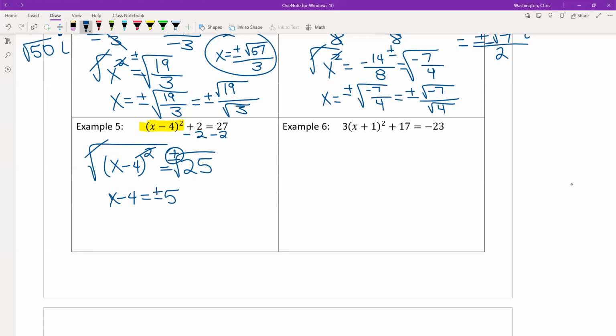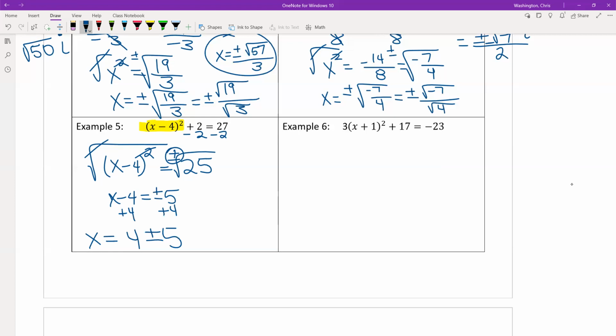Now, all the other problems we did so far, x was already by itself. But in this case, x is not by itself. So how are we going to move the minus 4 to the other side? We're just going to add it. So plus 4 to both sides. So we get x equals 4, and we typically put the number in front and the plus or minus sign in the middle.